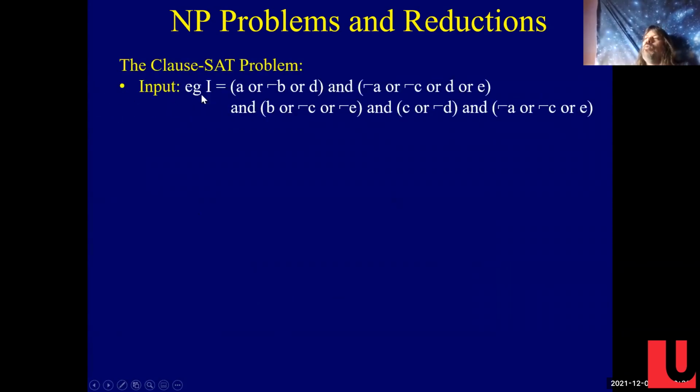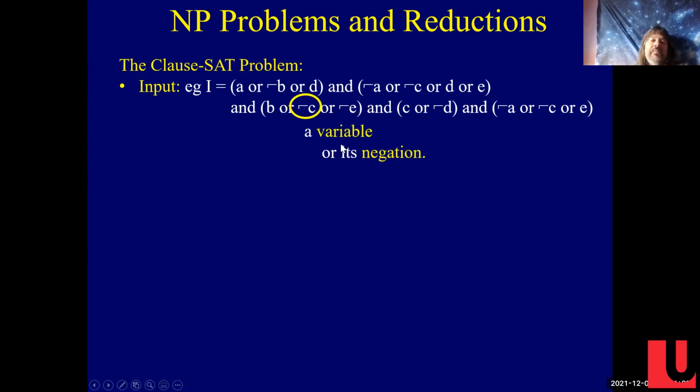All right. So what is the input to clause sat? It's a bunch of clauses, right? Our input is the AND of a bunch of clauses, and you want to satisfy all of these clauses, right? And what is a clause? A clause is the OR of a bunch of literals. So it's B or C, not C, or not E. And what is a literal? It's either a variable or its negation, right?